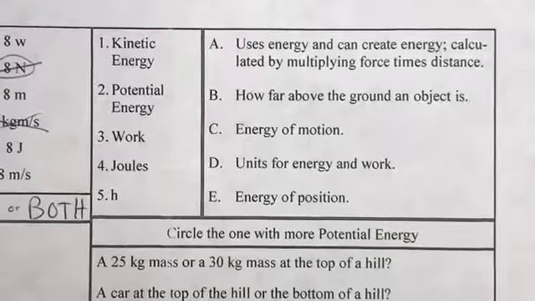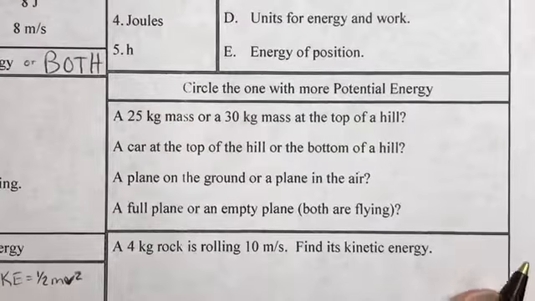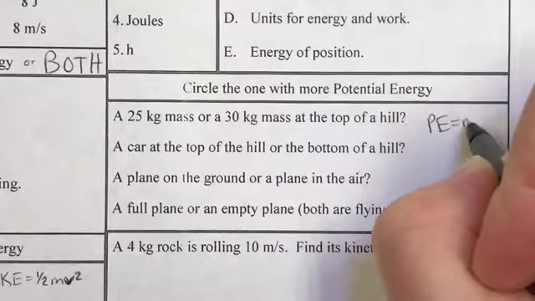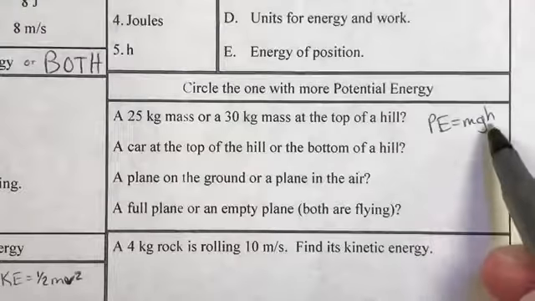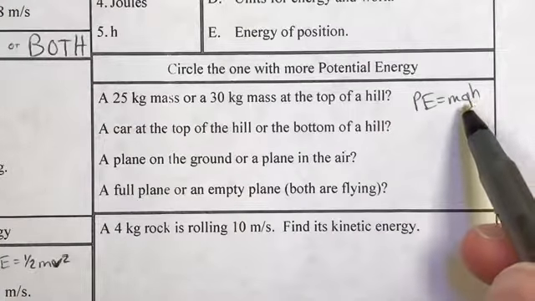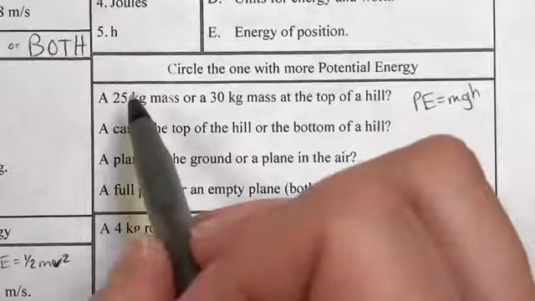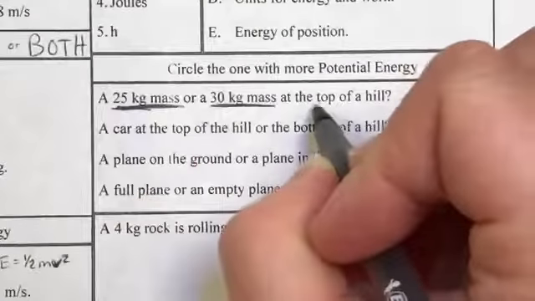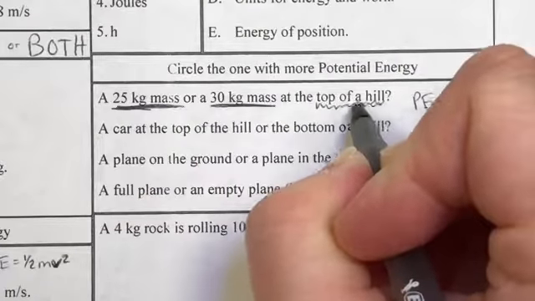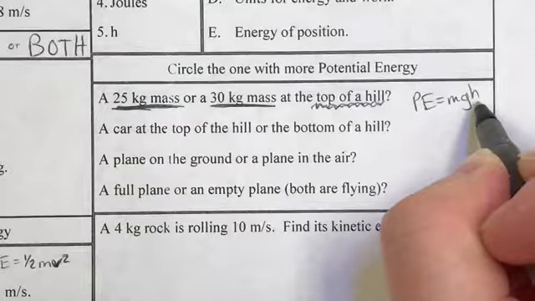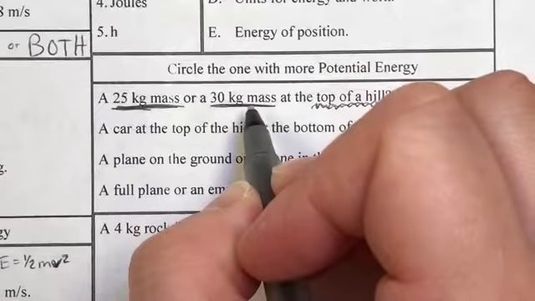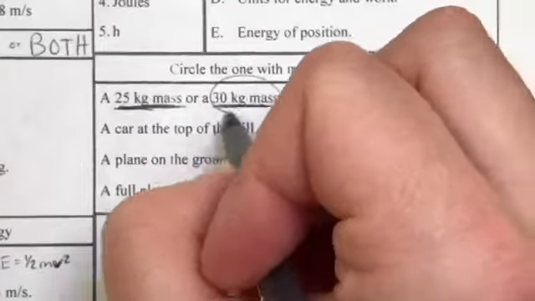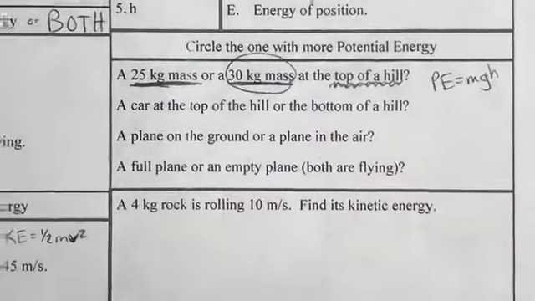Over here we've got a matching definition section. And here circle the one with more potential energy. Potential energy is mass times gravity times height, so you have to consider all those factors. The gravity shouldn't change unless you go to another planet. But mass and height. We have a 25 kilogram mass or a 30 kilogram mass, but they're both at the top of a hill. If they're both at the top of a hill, they have the same height. But they have different masses. The one with the greater mass is going to have greater potential energy. Okay, continue the same process with that.